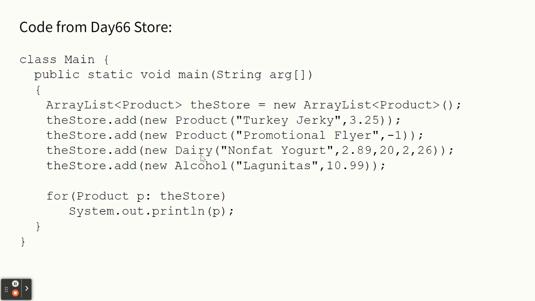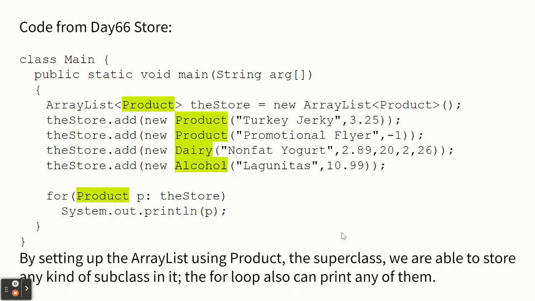You're allowed to add the dairy to a product. You just couldn't add a product to a dairy. So again, by setting up the ArrayList using Product, the superclass, we can store all the children, any subclass. And then that for loop can print any of them without having it be extra complicated.